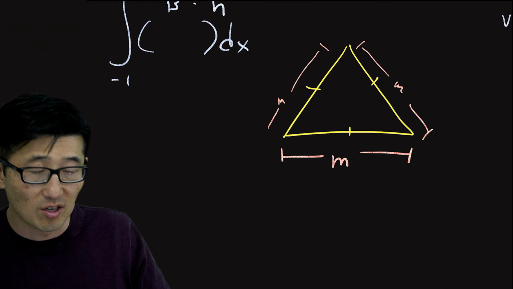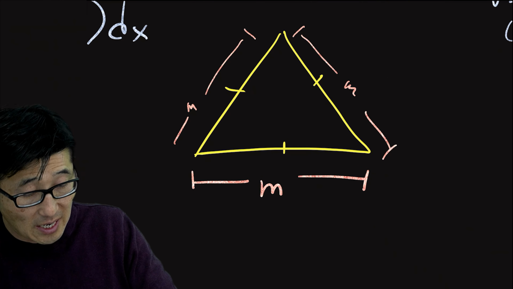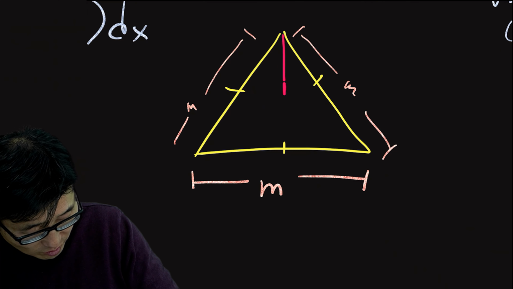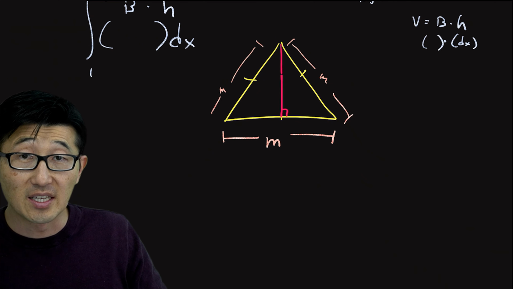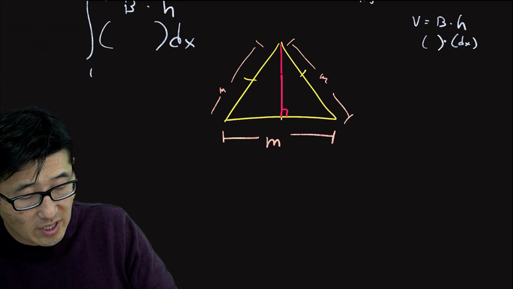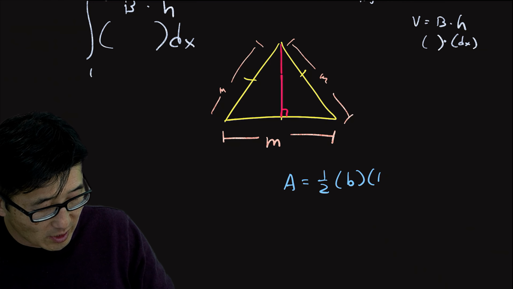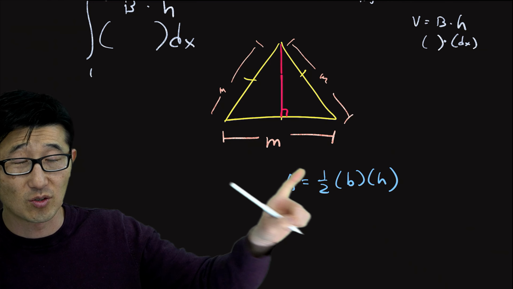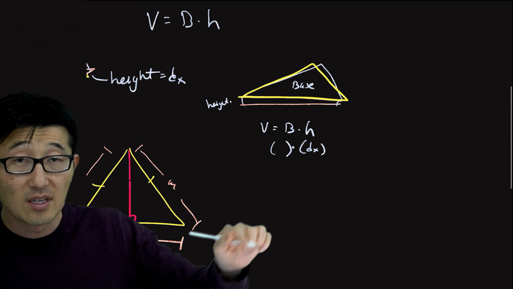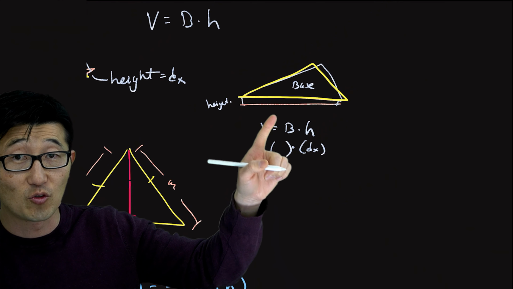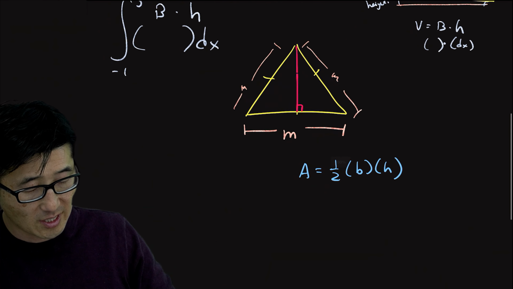okay, M distance long. But if I want to find the height of this triangle, I have to figure out how to represent that in terms of M. So we know the general area of a triangle. It's 1/2 base times what? Height. For this picture, that's why this is so confusing, because this height only represents this two-dimensional figure. This height represents the height of this three-dimensional prism. Let that sink in a little bit.